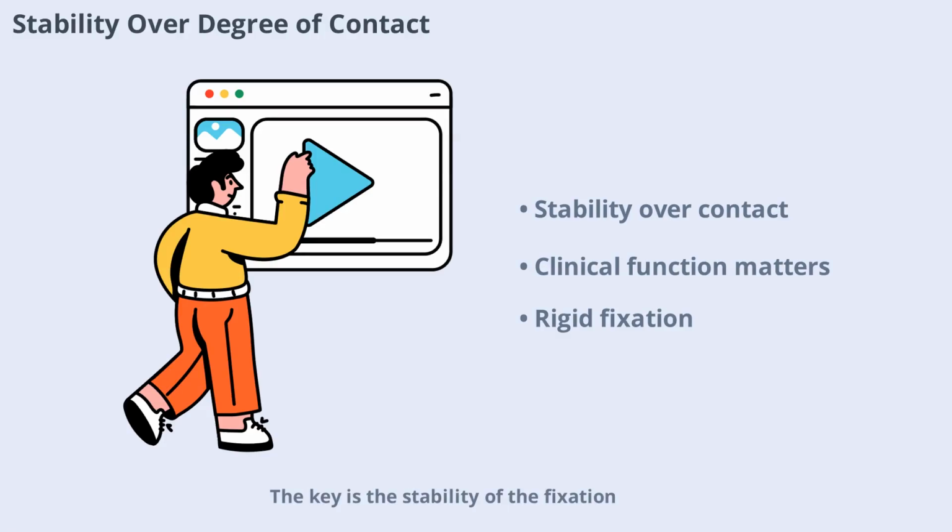Interestingly, osseointegration does not require 100% contact between the bone and the implant. The key is the stability of the fixation, not the absolute degree of contact seen under the microscope. As long as the implant is rigidly fixed and remains asymptomatic during function, it is considered successfully osseo-integrated. This understanding has shifted the focus from microscopic perfection to clinical stability and function.